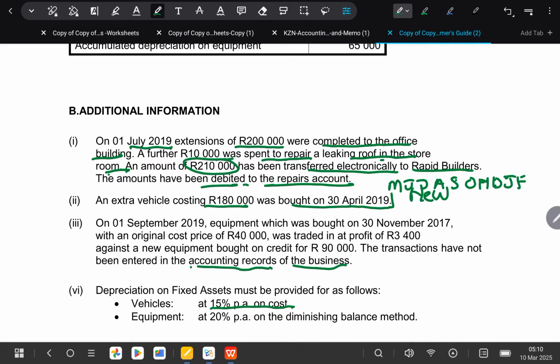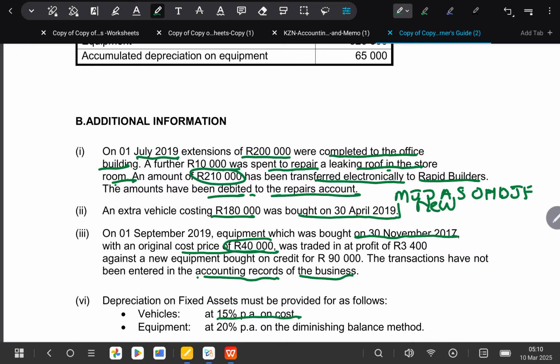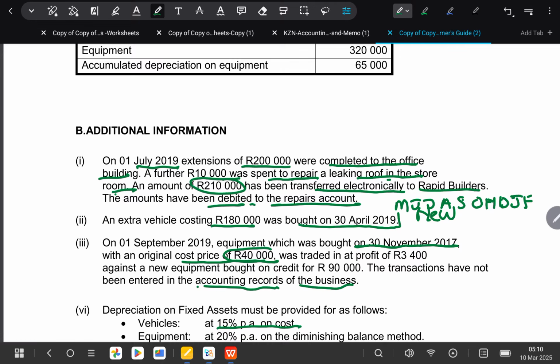They are telling us that on 1 September 2019, equipment which was bought on 30 November 2017 with an original cost price of 40,000. So remember, the original cost price of this equipment was bought on 30 November 2017. So at the moment, we don't know what was the depreciation of this equipment at the date of sale. Okay, which means you need to start calculating it from the time it was bought. Okay, so we need to check when was it bought.